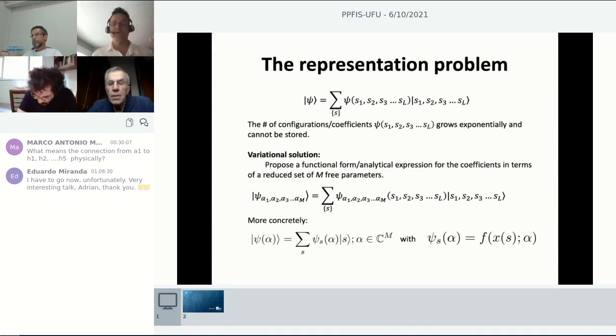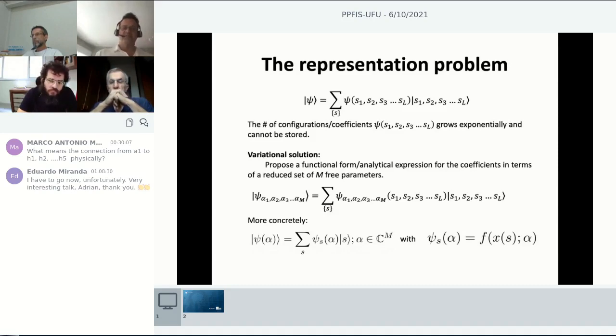So this is the representation problem. So how can we get around it? I mean, obviously not by brute force. We have to do it with ingenuity. And the idea would be to basically reduce the number of free variational parameters that we need to calculate.